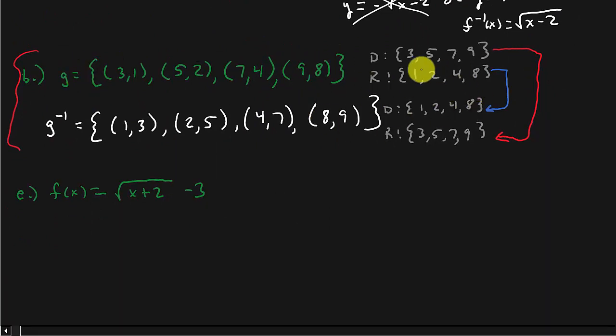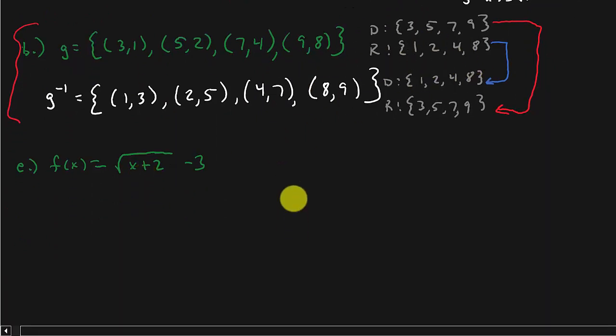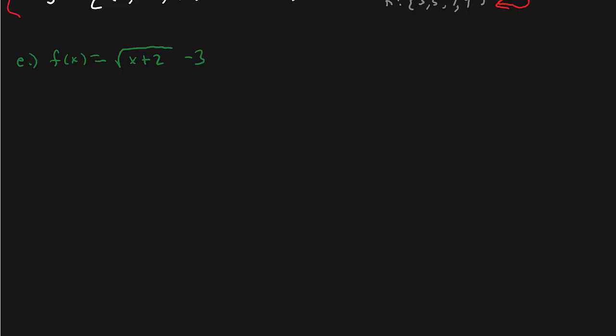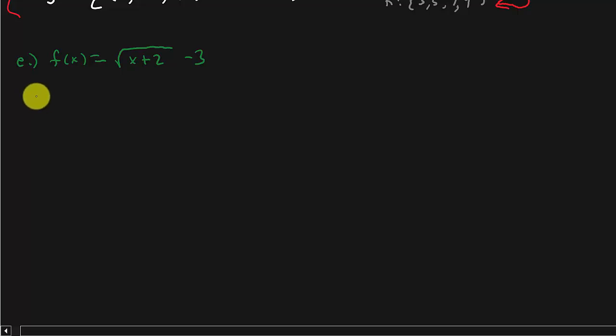We're going to have to kind of do this with this one also. So this one is the inverse of a square root function. Now, a square root function is 1 to 1, so we can find an inverse. So we've got y equals the square root of x plus 2 minus 3. Swap the x's and y's. Okay. And then I need to solve for x. So I'm going to add 3.